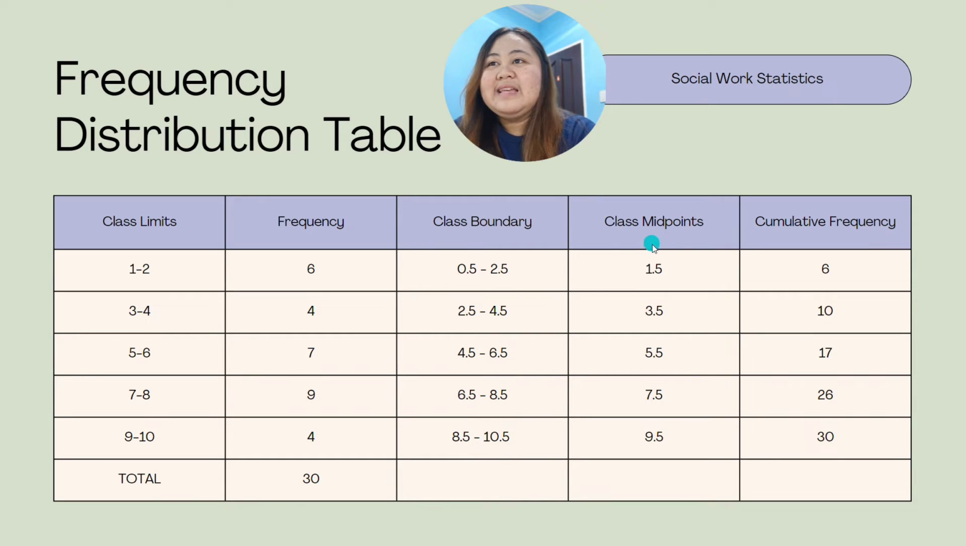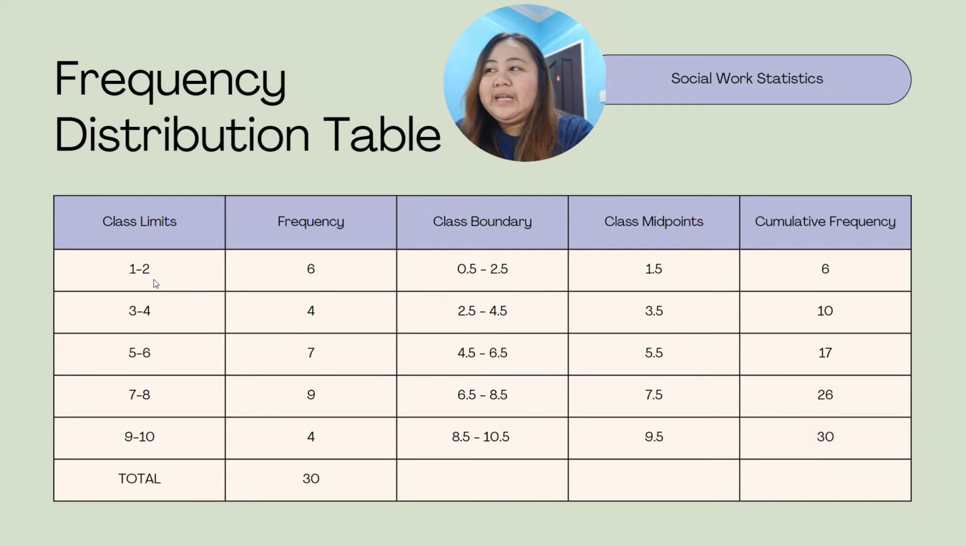So next is the class midpoint. How to get the class midpoints? It is easy. With your class limits, which are 1 and 2, you will add 1 plus 2, which is equal to 3.